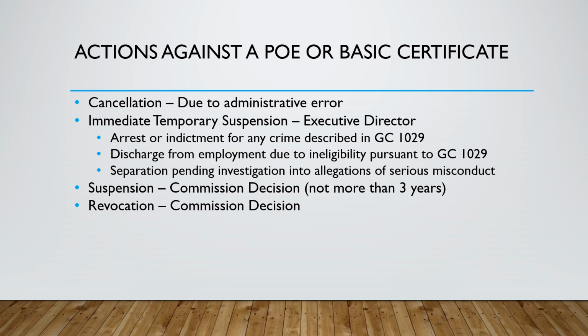Immediate temporary suspensions are issued by order of the Executive Director of POST. These are for arrest or indictment for any crime described in Government Code 1029, which would render a peace officer ineligible to hold office as a peace officer in the state of California. They're also issued when an officer is discharged from employment due to ineligibility pursuant to Government Code 1029, or separates from employment pending investigation into allegations of serious misconduct.